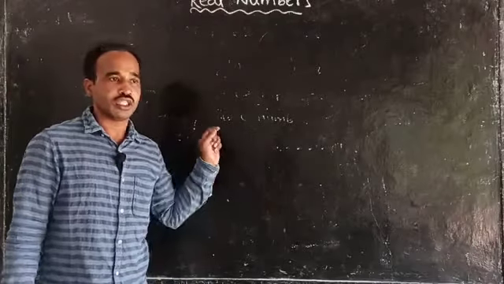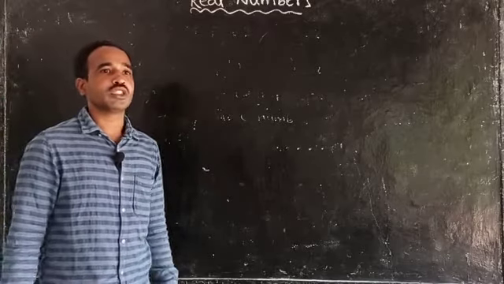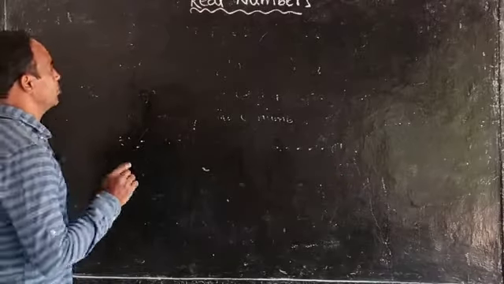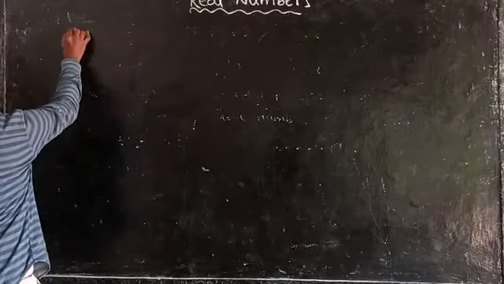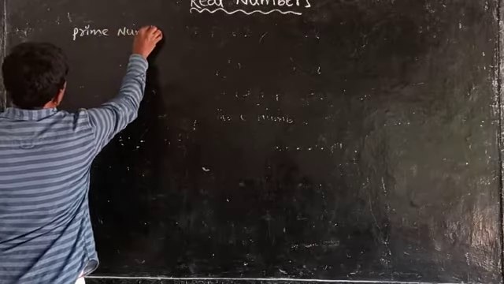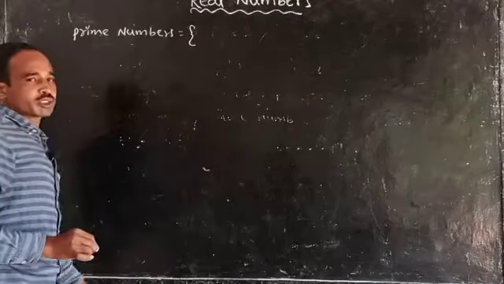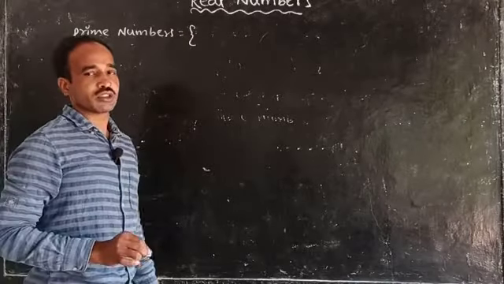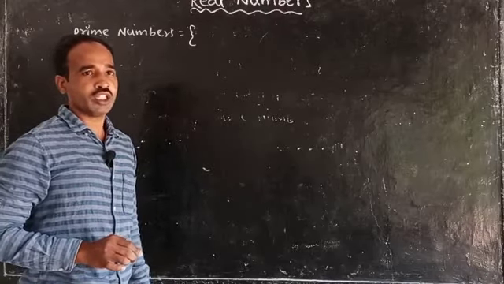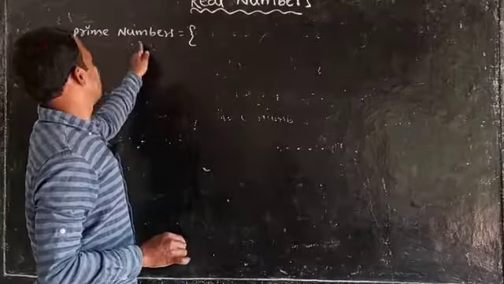Already we learned different types of sets, different types of numbers. So we learn one more type of set of numbers. That is called prime numbers. Prime numbers means which numbers have only two factors. Those numbers are called prime numbers.